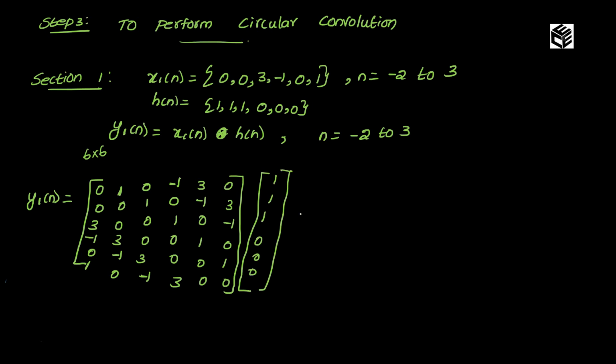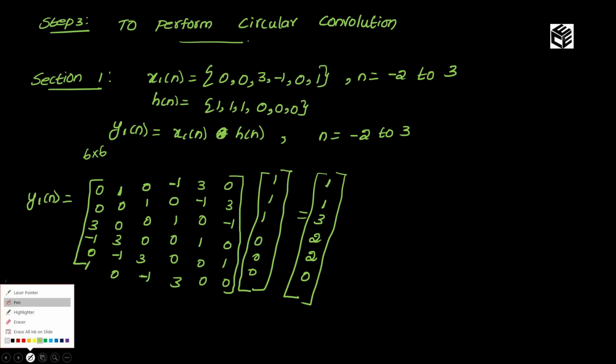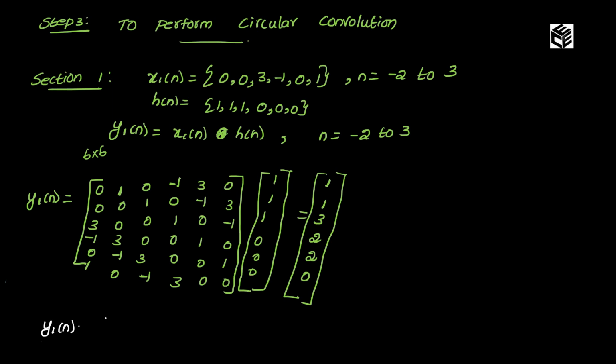So what will be my answer? My answer will be 1, 1, 3, 2, 2, 0. Therefore, I can write the final answer of y1 of n as y1 of n is equal to 1, 1, 3, 2, 2, 0. And the value of n starts from -2 to 3.